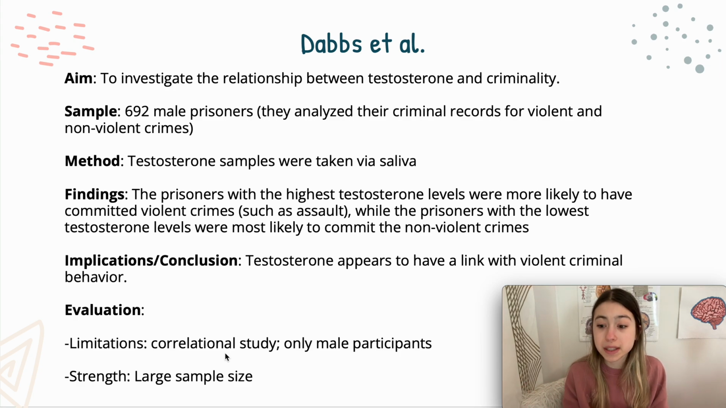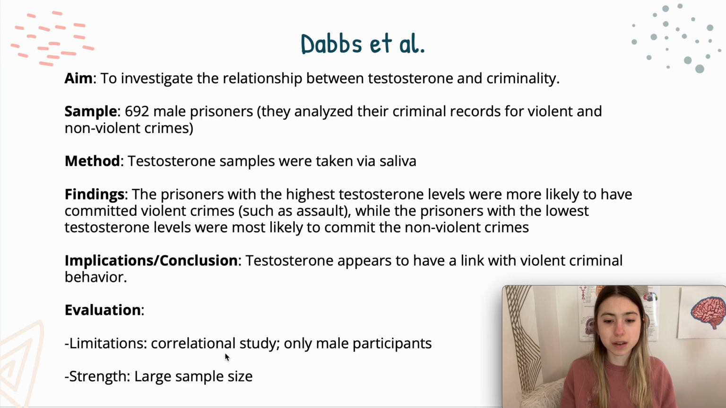So with the findings, the prisoners with the highest testosterone levels were more likely to have committed violent crimes like assault, and the prisoners with the lowest testosterone levels were more likely to have committed the non-violent crimes. So it does really affirm that there is some sort of a link between testosterone and aggression, at least with males, because this is just a study on males. Although since it is correlational, correlation does not equal causation, so it's not like testosterone causes something.